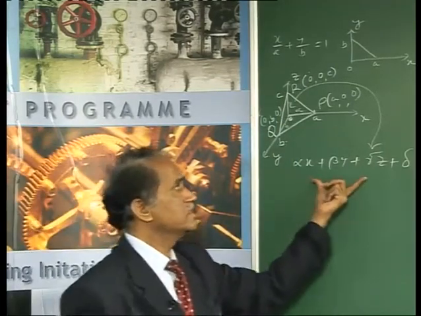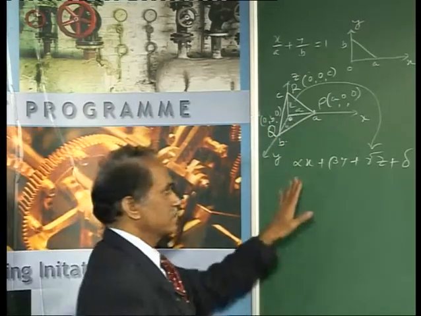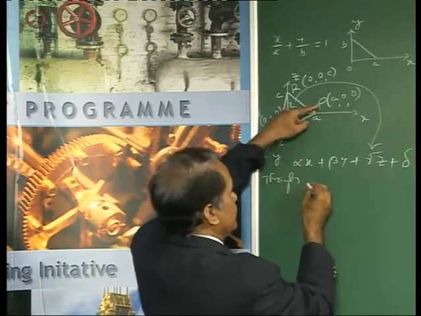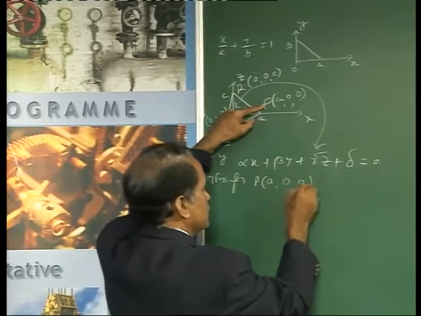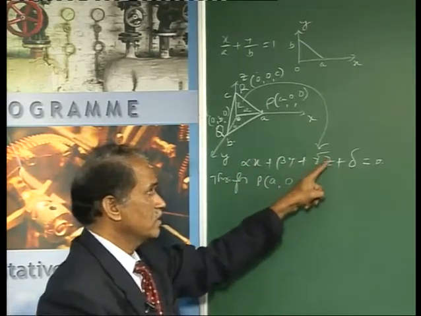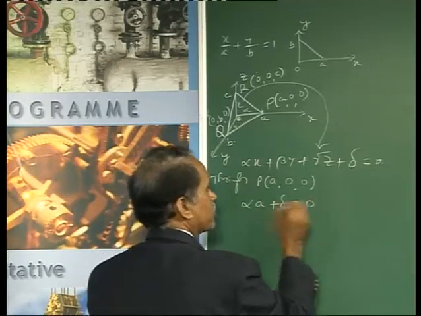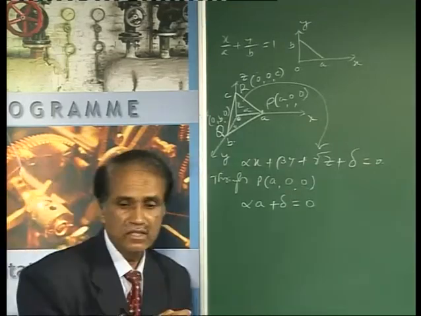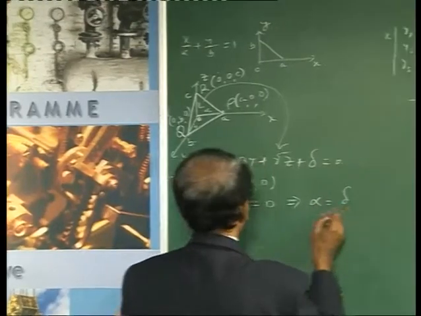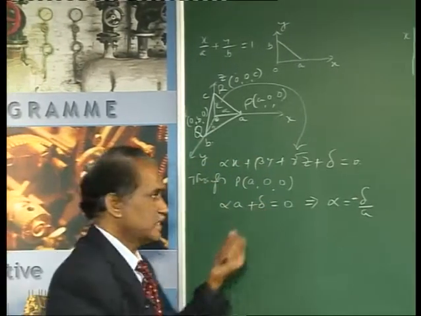Now this is the equation of the plane which is intercepted by these distances. If this equation passes through the first point, that is P (a, 0, 0), that means x equal to a, y equal to 0 and z equal to 0. Therefore, alpha into a plus delta is equal to 0. Then alpha is equal to minus delta by a, because this term you are sending to the right side.